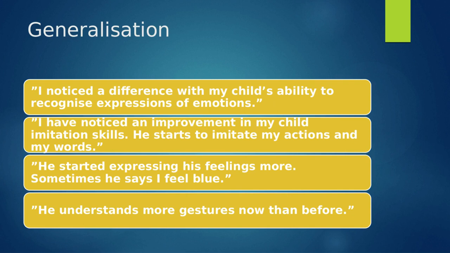After 2 weeks of completing the intervention program, the parents and teacher were asked about the generalization of the taught skills and if they noticed any changes in their children. Parents and teacher mentioned that they have seen improvement in the participant taught skills, and these are some of their feedback. Firstly, I noticed a difference with my child's ability to recognize emotions. I have noticed an improvement in my child's imitation skills as he started to imitate my action and my words. He starts to express his feelings more. Sometimes he says, I feel blue, because in the intervention program, we taught him the equivalent color for each emotion. He understands more gesture now than before.